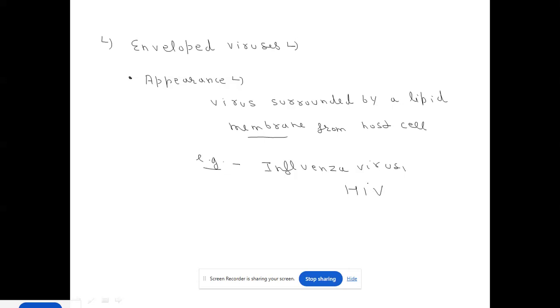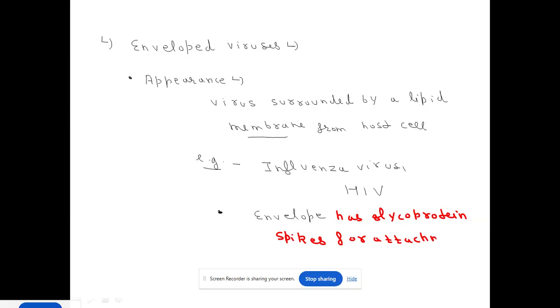So this envelope has glycoproteins actually. The envelope has glycoprotein spikes for attachment to host cells.